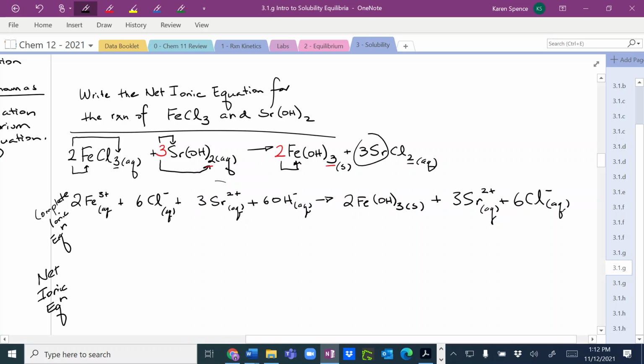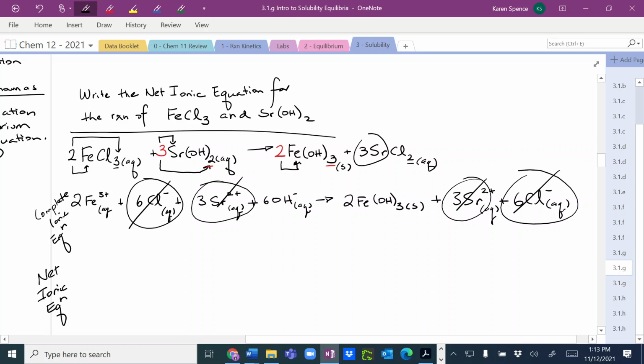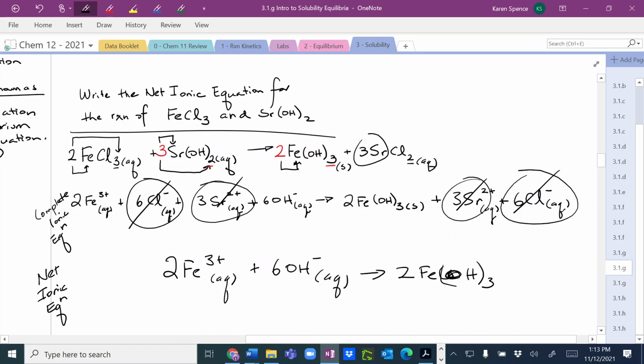Yeah, we got strontium and chloride. Thank you so much. I appreciate it. And you guys have been doing a great job already, so thank you very much. Okay, strontium and chloride. Get rid of those, and we have our net ionic equation. 2Fe3+ aqueous plus 6OH- aqueous gives us 2Fe(OH)3 solid.